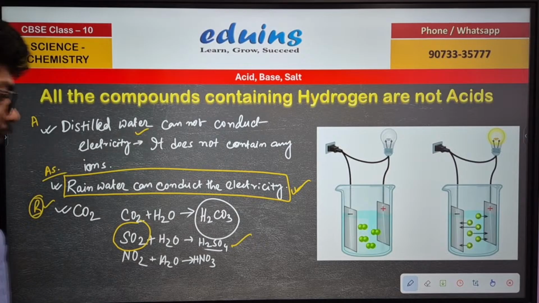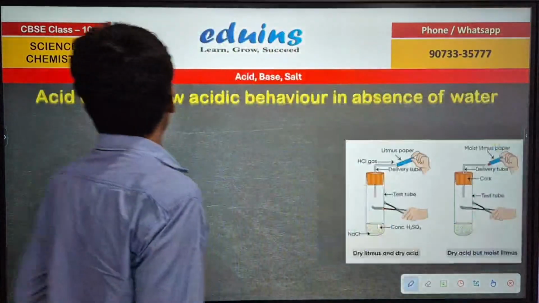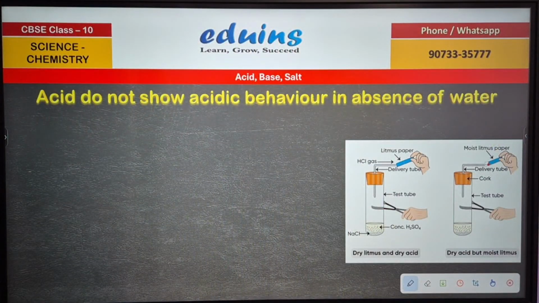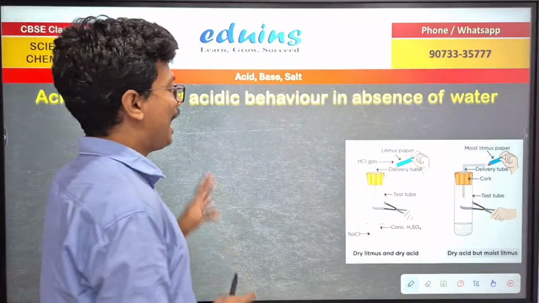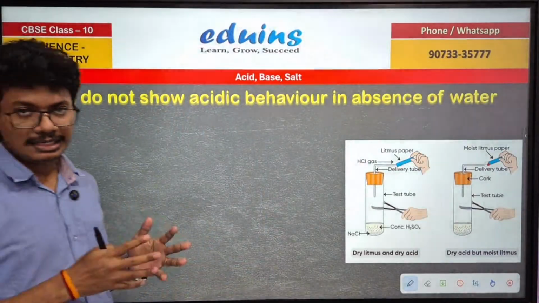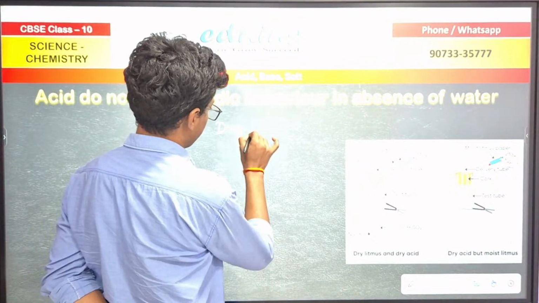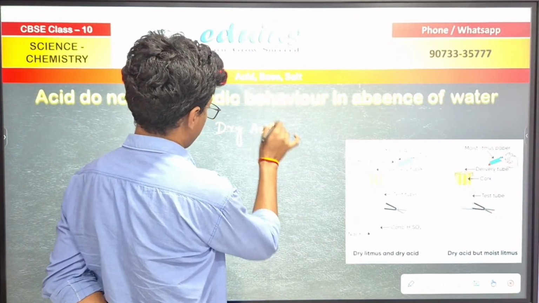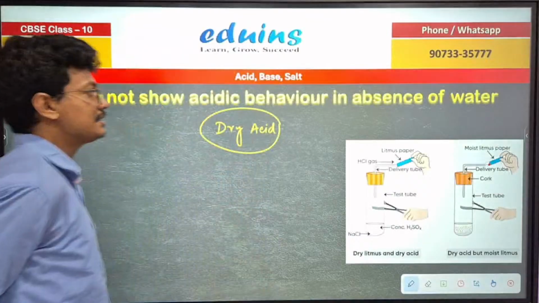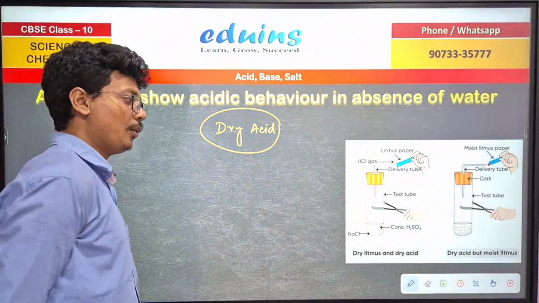ओके चलो नेक्स्ट क्या है? नेक्स्ट है एसिड डू नॉट शो एसिडिक बिहेवियर इन एब्सेंस ऑफ वाटर। एसिड जो है वो अगर डिसॉल्व कंडीशन में नहीं है, ड्राई एसिड है, दिस इज बेसिकली द ड्राई एसिड। क्या बोला है? ड्राई एसिड डू नॉट शो द एसिडिक बिहेवियर। हाउ?